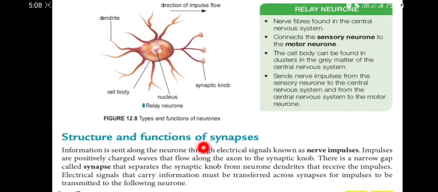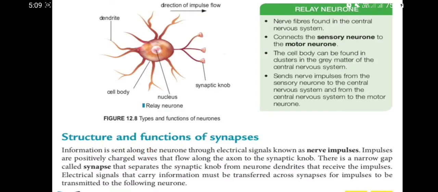Structure and functions of synapses. Information is sent along the neuron through electrical signals known as nerve impulses. Nerve impulses itu adalah electrical signal. Itulah information yang sent through the neuron. Impulses are positively charged waves that flow along the axon to the synaptic node. There is a narrow gap called the synapse that separates the synaptic node from the neuron dendrites that receive the impulses. Electrical signals that carry information must be transferred across synapses for impulses to be transmitted to the following neuron.